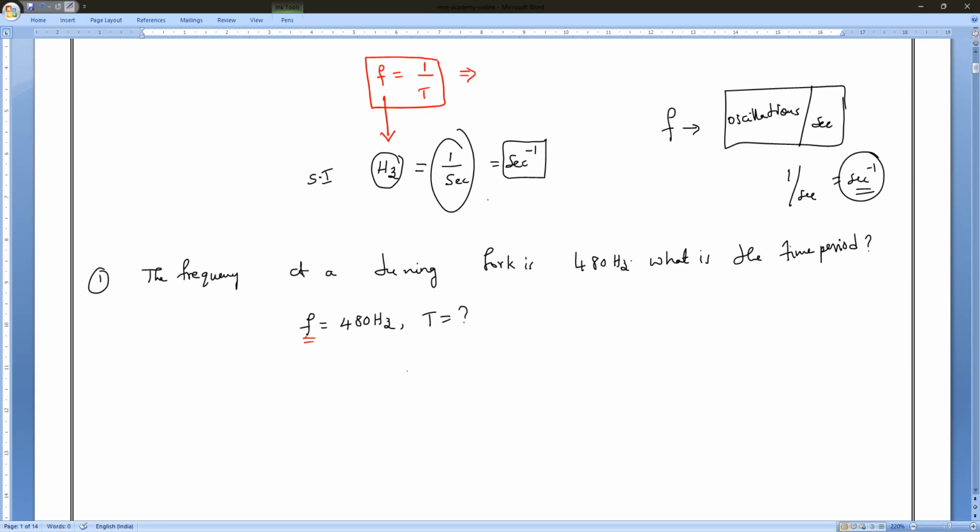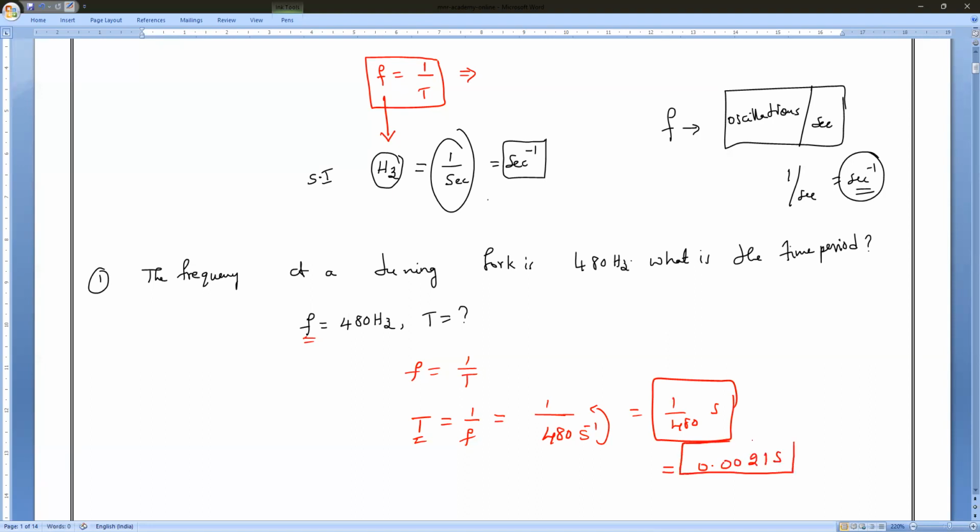So F is equal to 480. Time period they are asking now. We all know that frequency is equal to 1 by time period. Then from that, time period is equal to 1 by frequency. So 1 by 480. Now 480 second inverse, so second inverse will go up, it will become 1 by 480 seconds. Because what is the unit of time period, guys? Seconds. That is what you have to remember. Okay, everyone. So 0.0021 seconds. That is the answer.